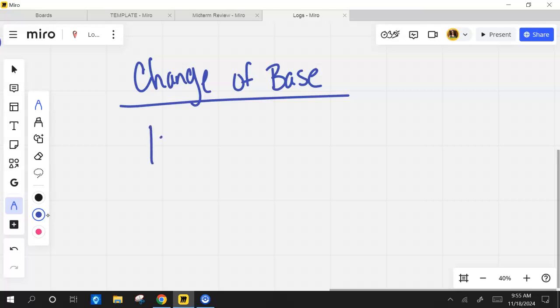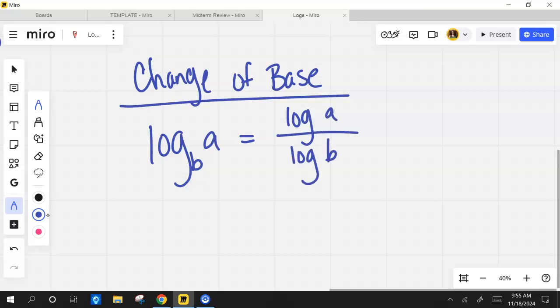What I mean by that is if you have the log base b of a, and I needed to write that with a base of 10, I could change this to log of a divided by log of b. Remember, if I don't put a base, it's a 10, right? So it's log of the argument divided by log of the base. And this works no matter what the base is. I could change it to anything. I just always change it to 10 because that's what my calculator works in.